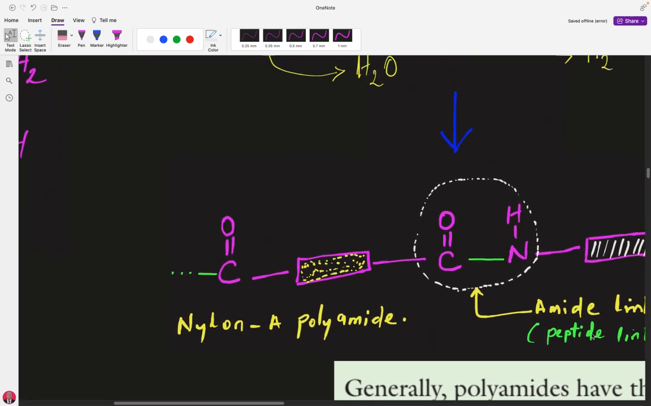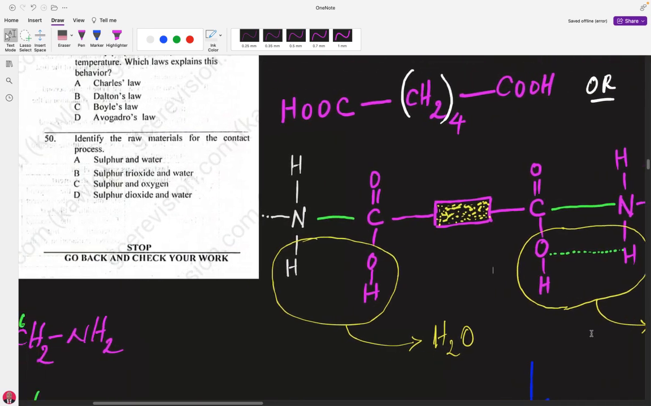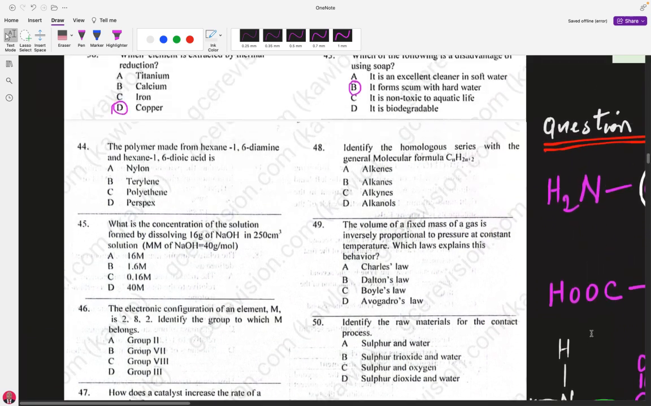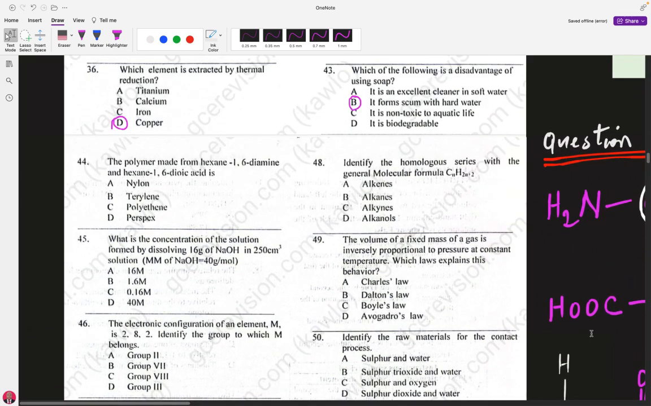Let's go back to our answer page. Now on your answer page, we were on question number 44. The polymer made from hexane 1,6-diamine and hexane 1,6-dioic acid is a nylon. You don't need to go anywhere again. Okay? So the answer is A.